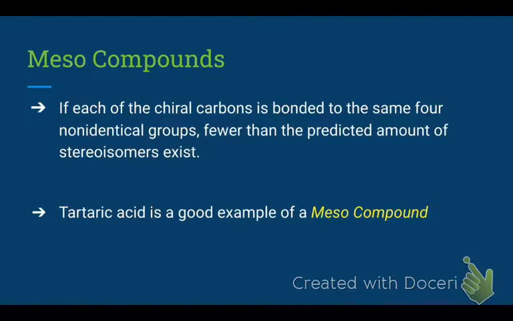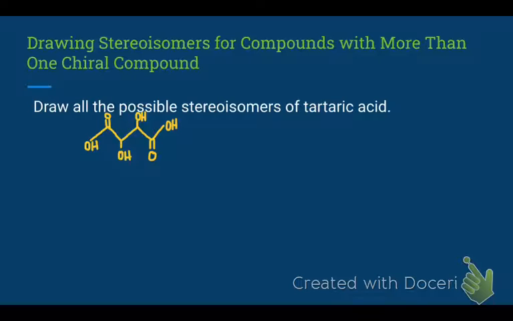As I mentioned earlier in this lesson, I said that meso compounds have fewer than the possible or predicted configurations, and that's due to the chiral centers being bonded to the same non-identical groups. And what I like to say is that there's a plane of symmetry in these molecules, and I'll show you what I mean. Tartaric acid is a pretty good example of a meso compound, so we're going to take a look at that example next. So here is the structure for tartaric acid.